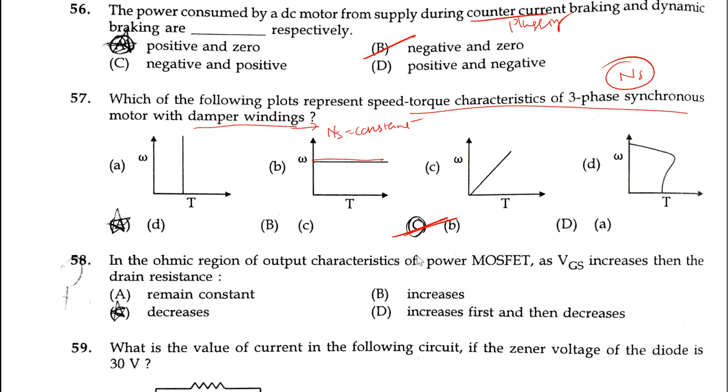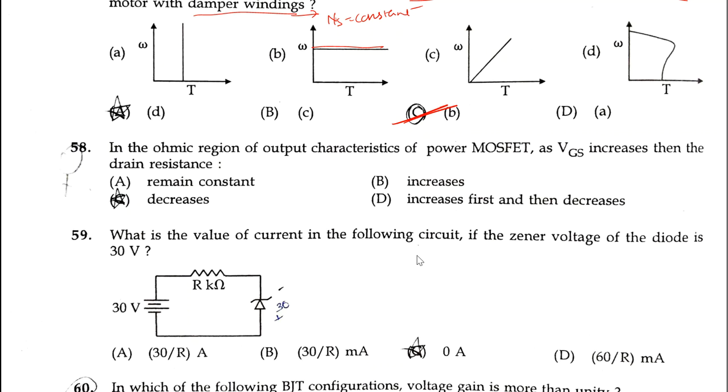Okay. Next one. In the ohmic region of the output characteristics of a power MOSFET, as VGS increases, the drain resistance is going to decrease here. Why? Because if you have seen the characteristics, it moves like this. In this part, the current increases. Current increases means resistance will decrease here. So the answer will be decrease.